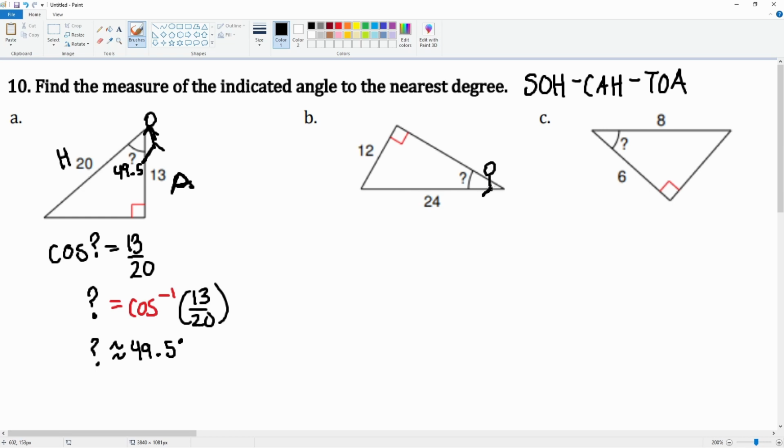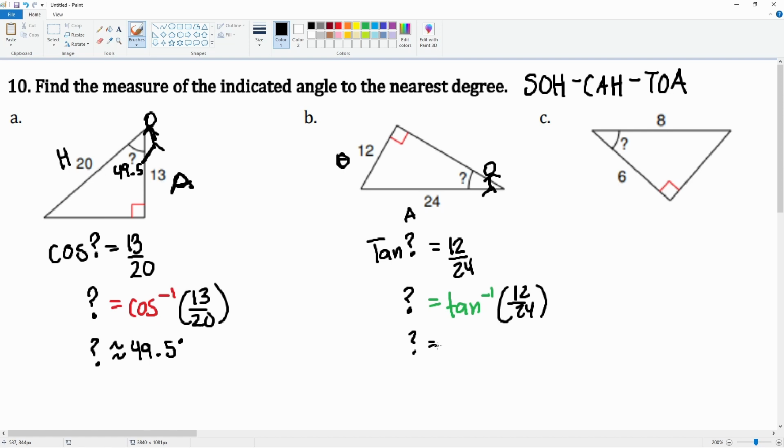Draw our person here. 24, which is your adjacent. 12, it is your opposite. So that is your TOA. So tan of this question mark angle is equal to opposite over adjacent, which is just 12 over 24. All right, so to get the angle by itself, we have to tan inverse the other side. So tan inverse, that's how we get rid of that tan, of 12 over 24.